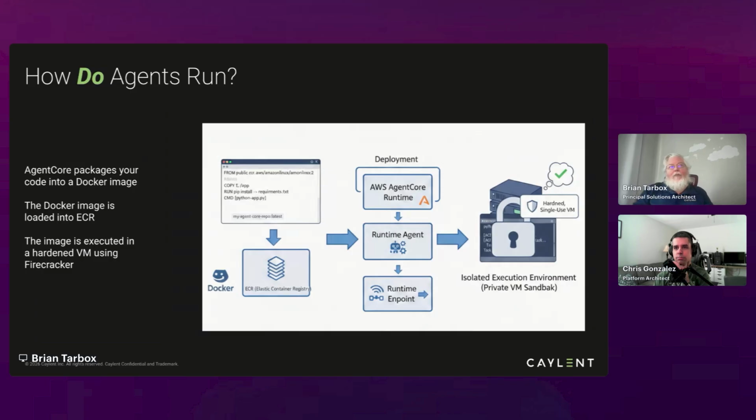Well, AgentCore basically takes your code and creates a Docker image. It sticks it into ECR, and then it runs it in Firecracker. And we're going to talk a fair bit about Firecracker because Firecracker, again, is one of those amazingly cool things that Amazon has done and done really, really well, in that it gives you all kinds of security. You're using standard Amazon tooling, and you have a private VM sandbox, even though we can't seem to spell sandbox. So there's still room to go.